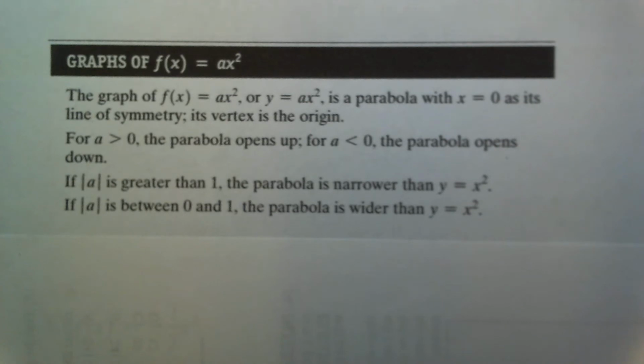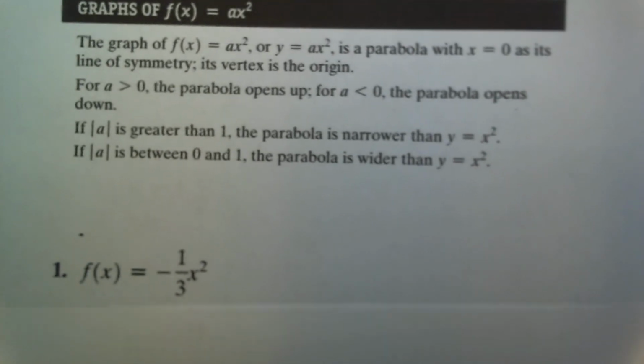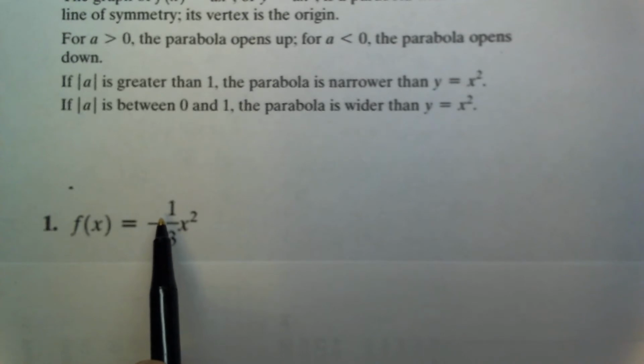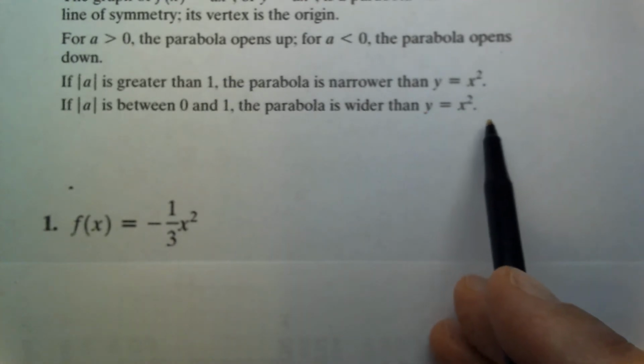So we will be looking at several examples of this. The first one is graphing f(x) = -1/3 x². When we look at this expression, we notice it's negative, so it's a downward opening parabola. And because the absolute value of a is between 0 and 1, the parabola will be wider than y = x². So that's one thing we can see right away.